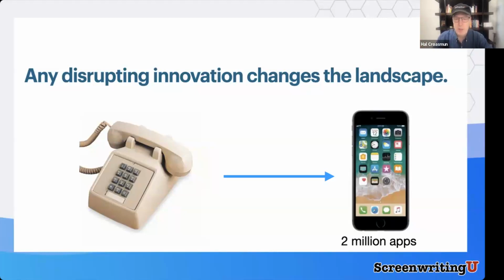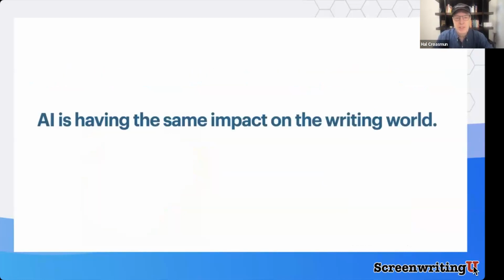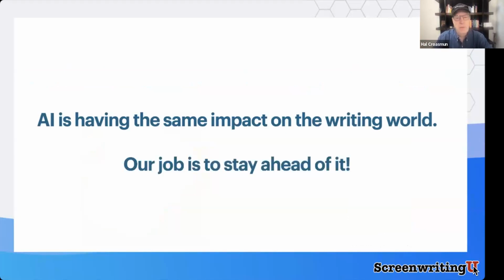I actually was going to come out with a class right before the WGA said they were going to strike. I was going to come out with a class about how to use AI for writing. But let's just walk through this so you can see, it's going to have the same impact on the writing world. It already is. You may or may not know about it. Our job is to stay ahead of it. And this is where you want to be.